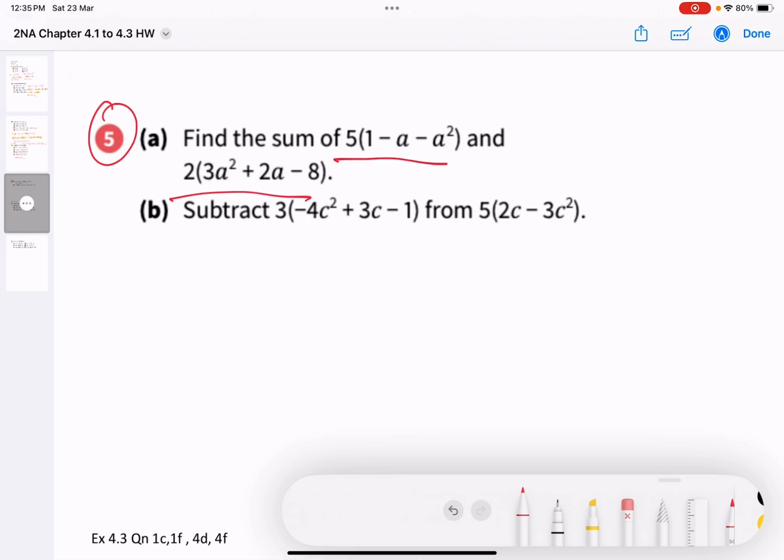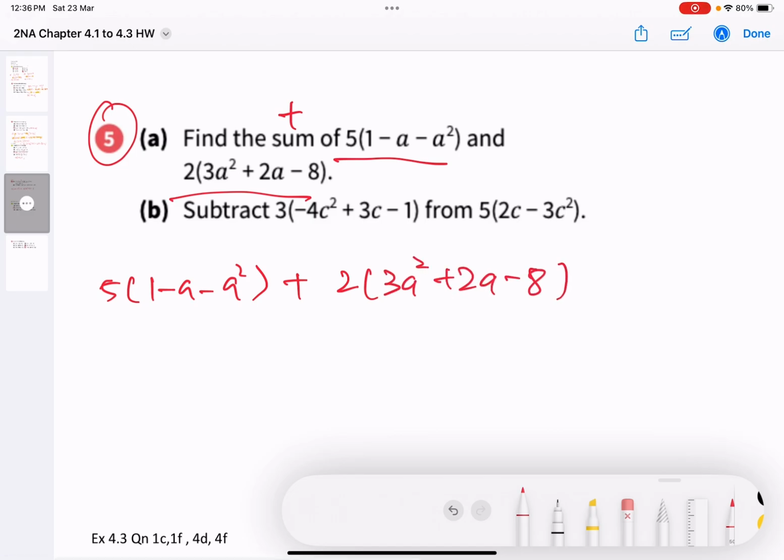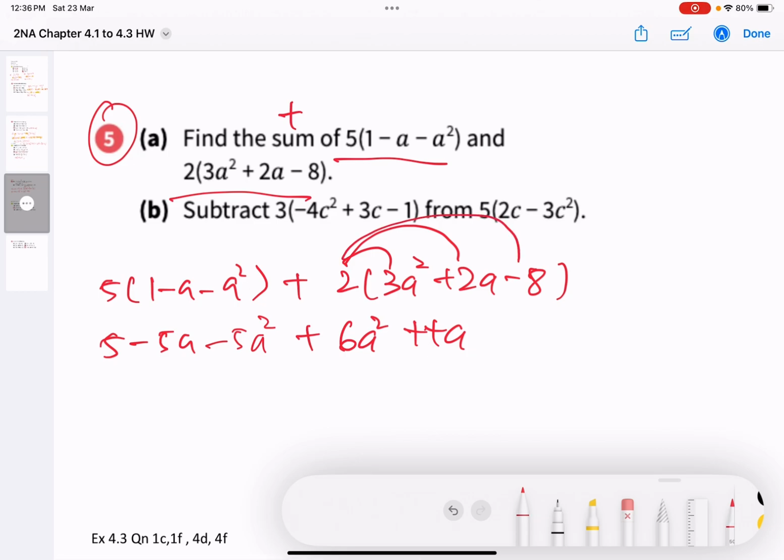Sum means plus, okay? Sum means plus. So find the sum of 5(1 minus a²) plus 2(3a² plus 2a minus 8). So let's expand this. 5 minus 5a², plus 2 times 3 gives me 6a², 2 times 2a gives me 4a, 2 times negative 8 gives me negative 16.